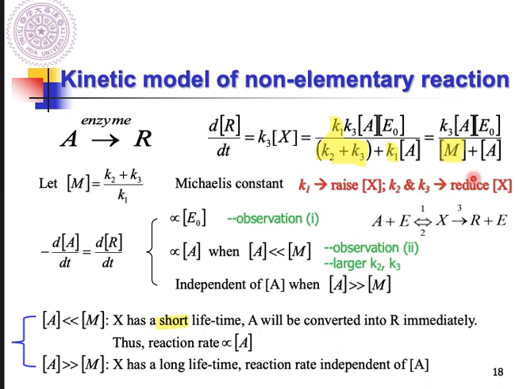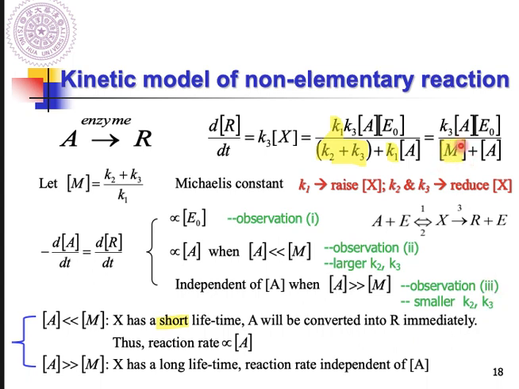And the third observation: when you increase Ca into the high Ca regime, Ca is much larger than M. Then you can delete this term, and delete this one. So the consumption rate of reactant A is not related to Ca. It is only proportional to k3 and E0. So observation 3 is also correct.